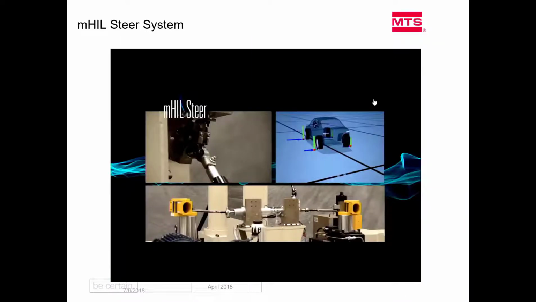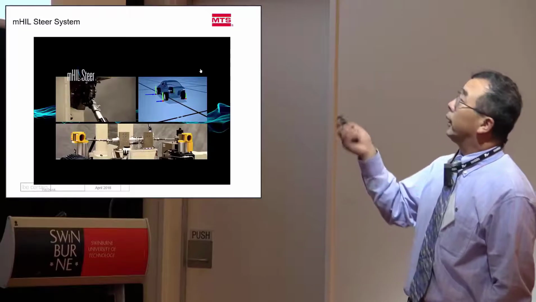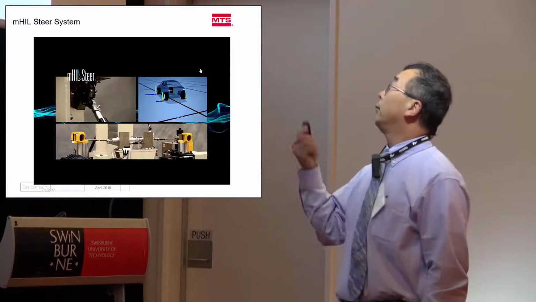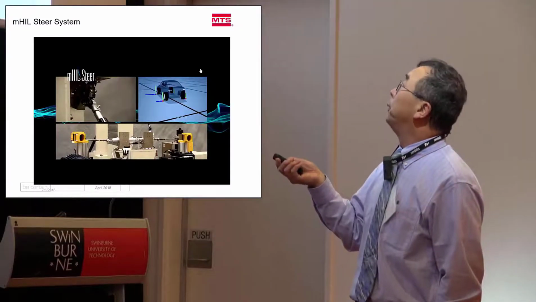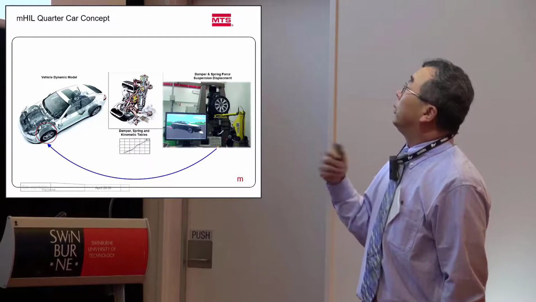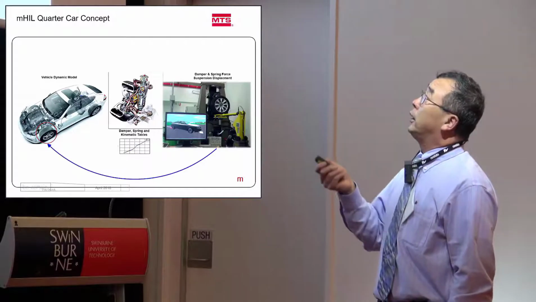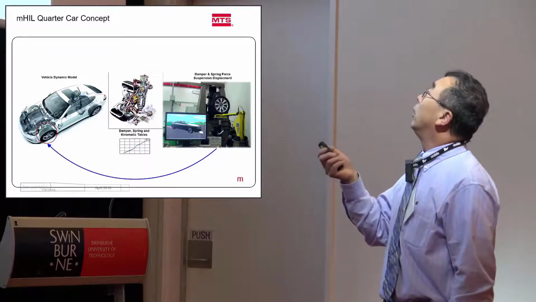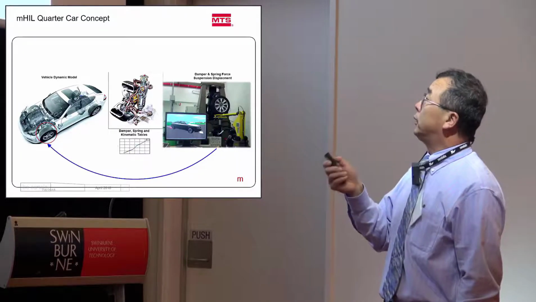So this is the robot input here, and this is the steering rack tie rod. A CarSim model is running here. So this is another real-time hybrid simulation example. And another real-time hybrid simulation example in ground vehicles is this quarter car system.